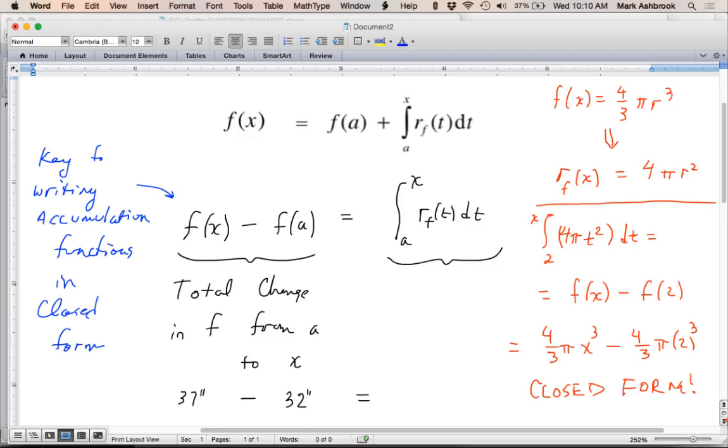Does it make sense? Super important idea. So in this reverse process, we want to get as many closed form rate functions as we can, because every time we get a closed form rate function, we can write an open form accumulation function in closed form using that.